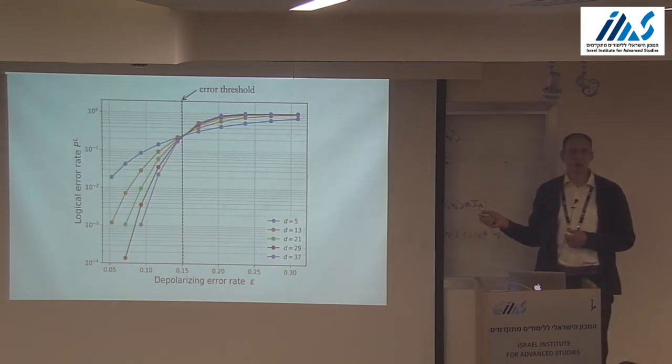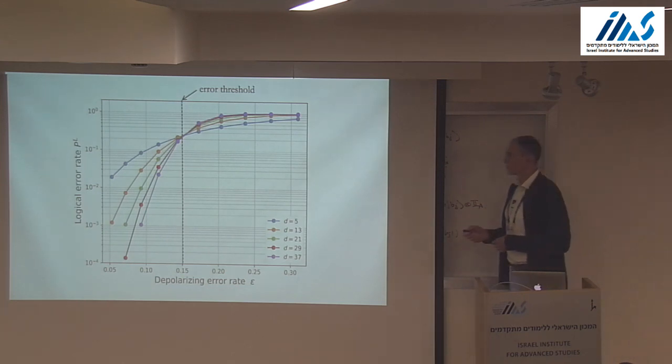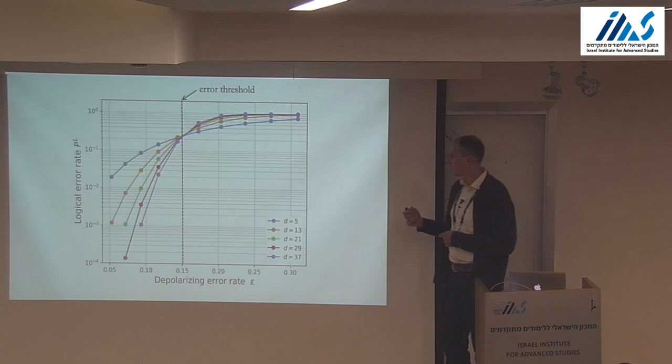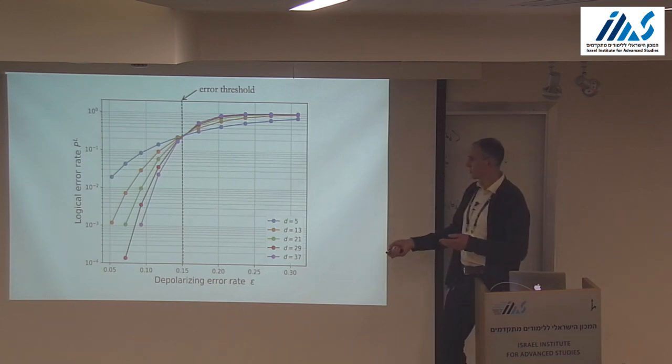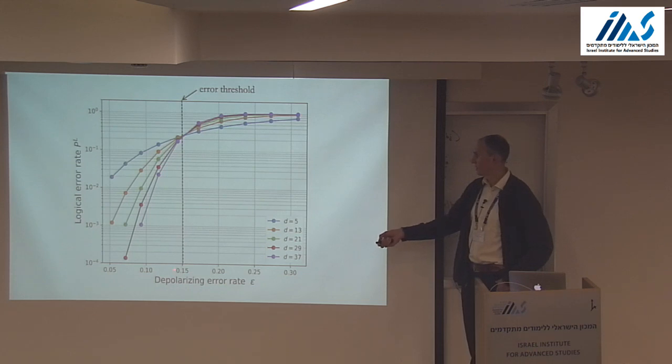This is for the surface code that I showed you. If you want to use the surface code to store quantum states reliably, our error rate must be below this threshold value.